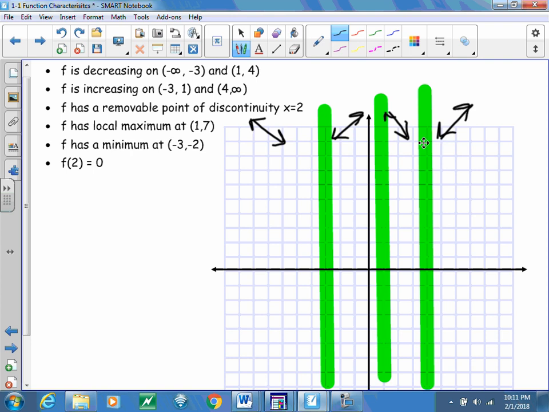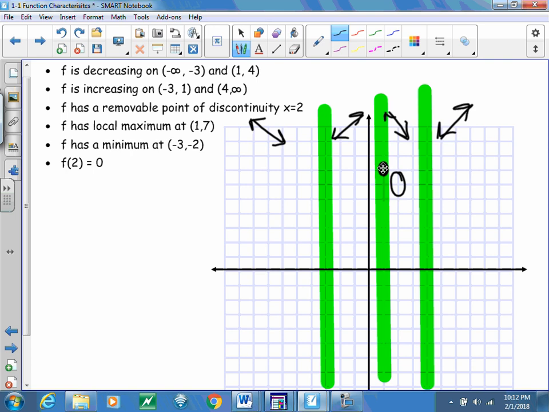It says that f has a removable point of discontinuity at x equals 2. So somewhere on my graph here at x equals 2, there's going to be some sort of hole that's going to be taking place. So there's going to be a hole somewhere at x is equal to 2. f has a local maximum at (1, 7), so I can go ahead and plot that point. So I can go over 1 and up 7, 1, 2, 3, 4, 5, 6, 7. So I know that we have to have a local maximum at that point.